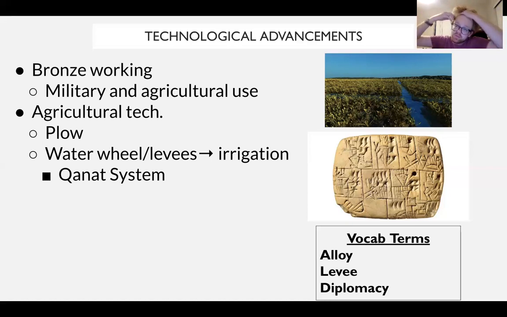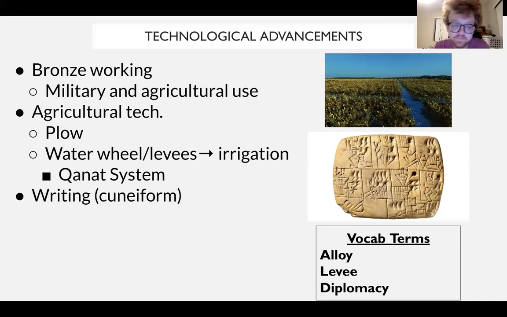And we also have a system of irrigation known as the Qanat system. And you can see an example of that up here. That's essentially canals that are made in order to move agriculture away from just the riverbanks further and further away from the river. You can utilize more land for agricultural work.